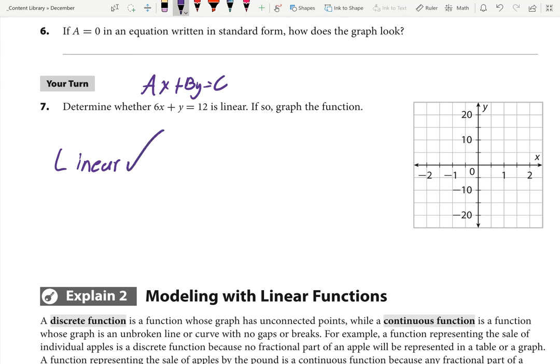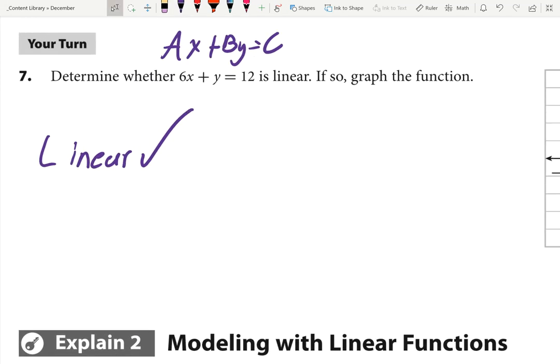So now how do we graph it? In order to graph this, what we need is to write it in a better form. We need to write it in y equals mx plus b form, right? Our goal before we graph it is to rearrange this equation.